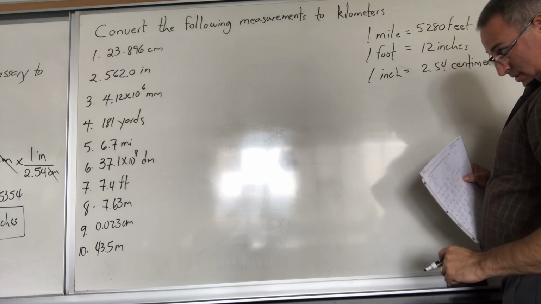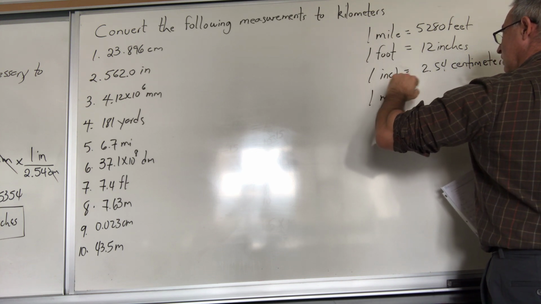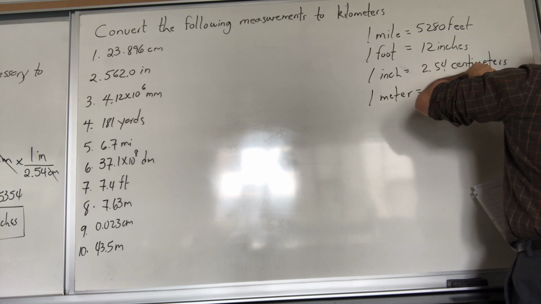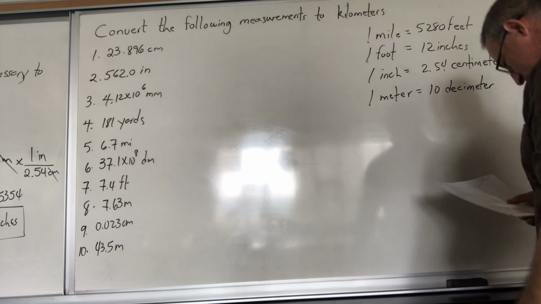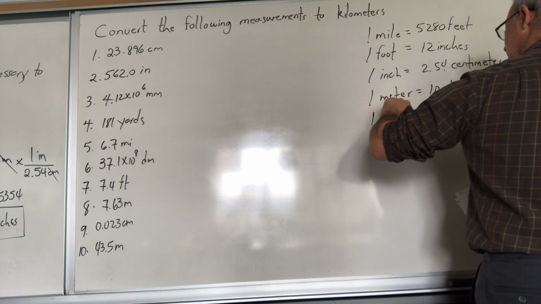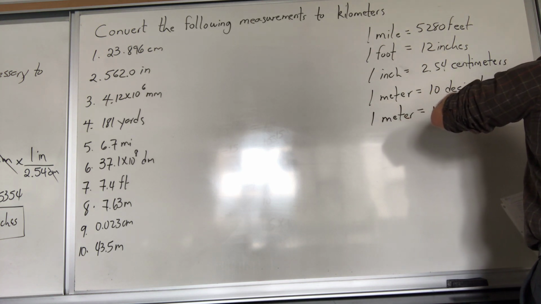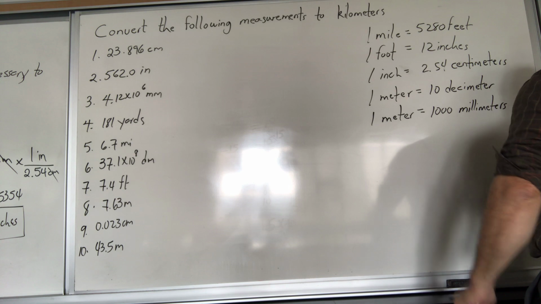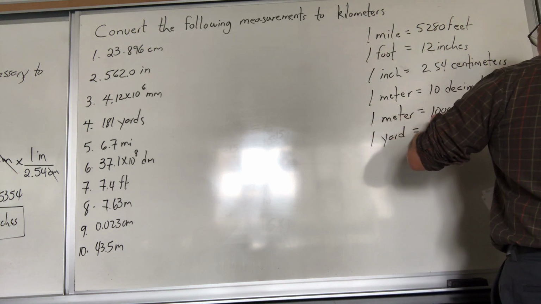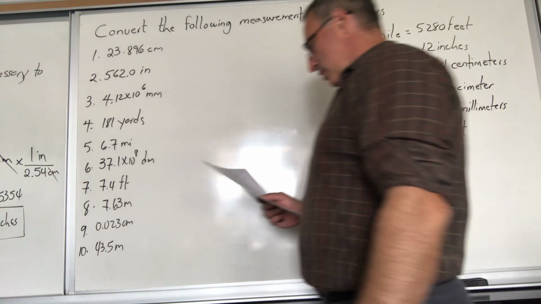What else? 1 meter equals 10 decimeters. 1 meter also equals 1,000 millimeters. One yard equals 3 feet. I think that covers it. That's all the conversion factors you need.